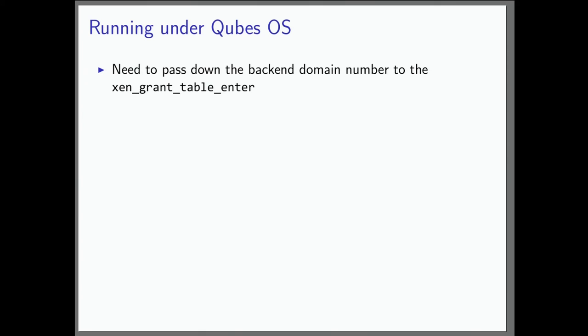That means that we need to pass the backend domain number to all of the grant table interface and the interrupt establishing interface. We need to specify that we are giving access to these pages to the remote domain number 2, while before we gave access only to domain 0, it was not configurable. And we need to bind the event channel to the correct remote domain.